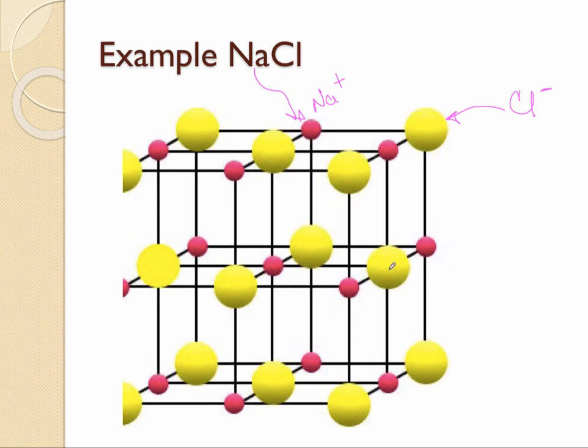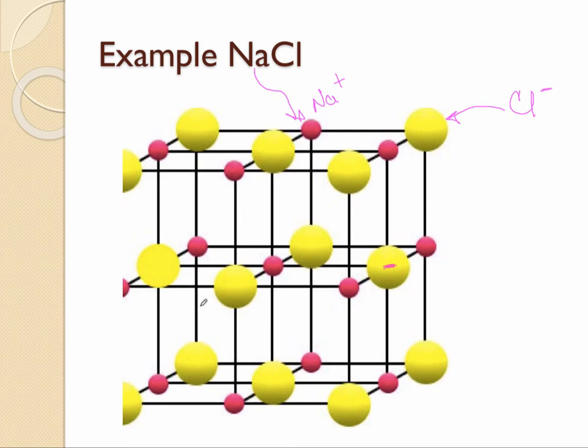Keep in mind, this is negatively charged. It is going to be attractive to a cation on all sides. So its closest neighbors are going to be sodium ions in all directions. And you can say the same thing for a sodium ion. It's going to be attractive on all sides to the anion. So it's surrounded.